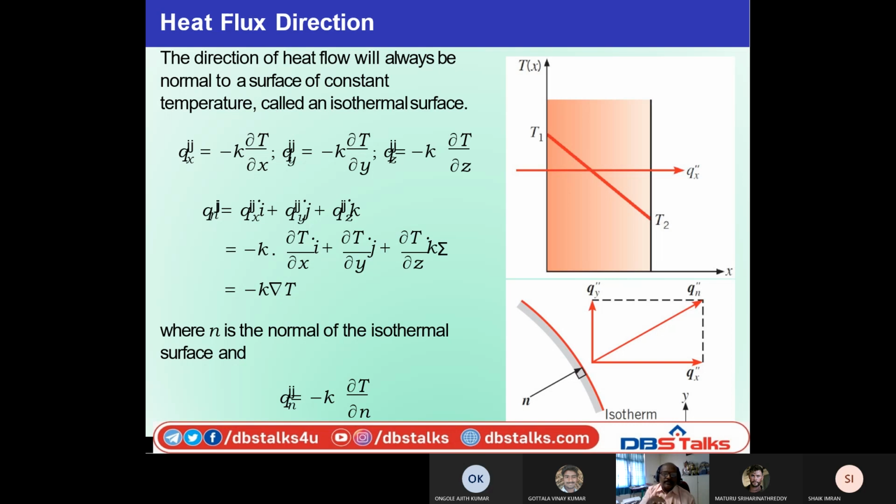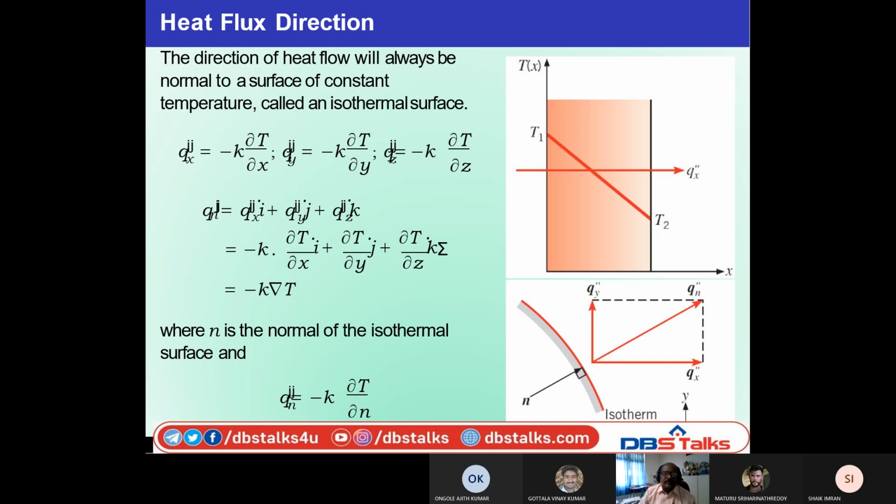For constant temperature, the heat always transfers perpendicular to the constant temperature. So here it is mentioned: the direction of heat flow will always be normal to the surface of constant temperature. This is a constant temperature surface, and the direction of heat flow is always perpendicular to this surface.